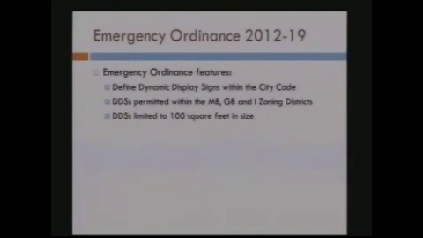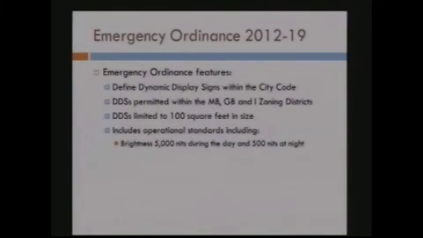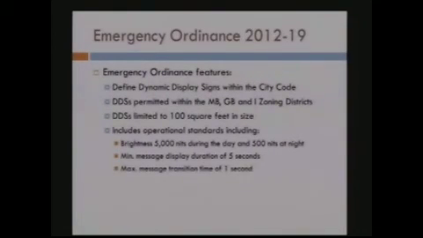It limited any single dynamic display sign to no more than 100 square feet in size, and it included operational standards with respect to brightness, which was established at 5,000 nits during the day and 500 nits at night, which was a sample ordinance that we found from Missoula, Montana. It included a minimum message display duration of 5 seconds and a maximum transition time of 1 second. There's a portion in the ordinance that relates to a display malfunction. If a sign is malfunctioning, it has to be turned off within 24 hours of notice from the city.